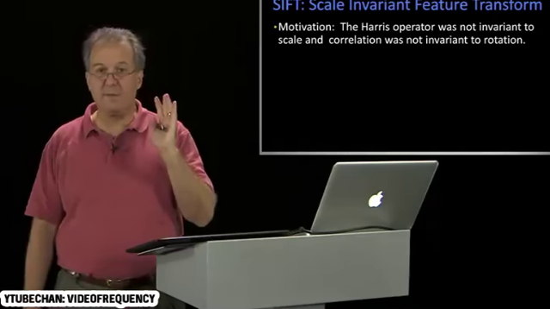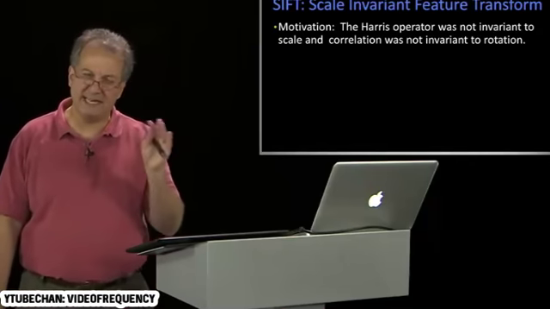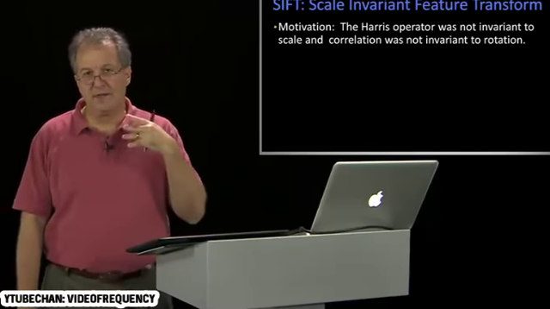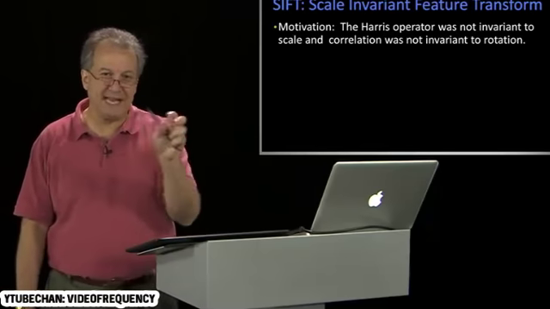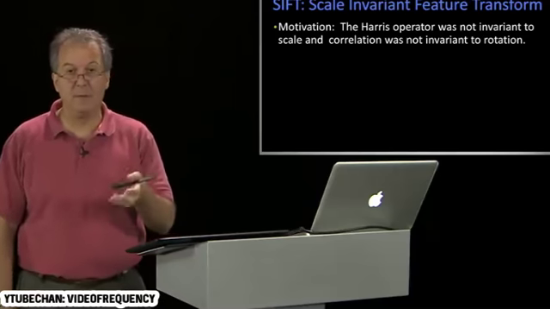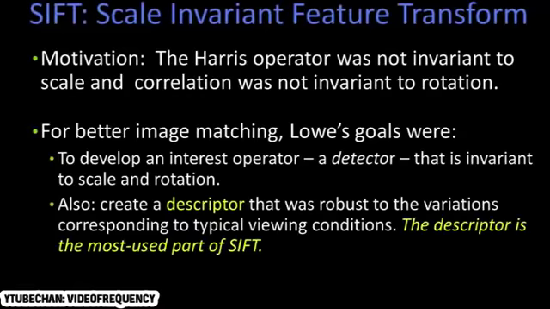What I want to talk to you about today is what's called SIFT feature detection. SIFT stands for Scale Invariant Feature Transform. The motivation for the development of the SIFT transform, which was done by David Lowe back in '99 when the community first saw it, and then in the early 2000s, was that the Harris operator was not invariant to scale. Now we've fixed that later, and we talked about how to do scale. And correlation was not invariant to rotation. So David wanted to do better matching, and he wanted to develop two things.